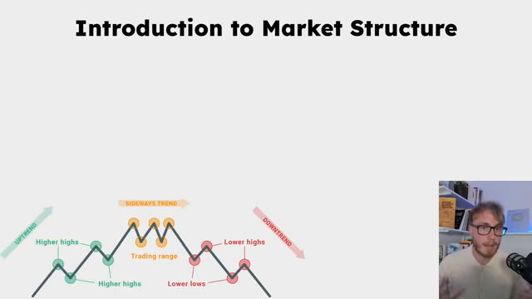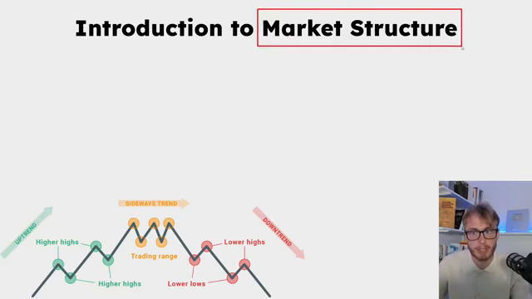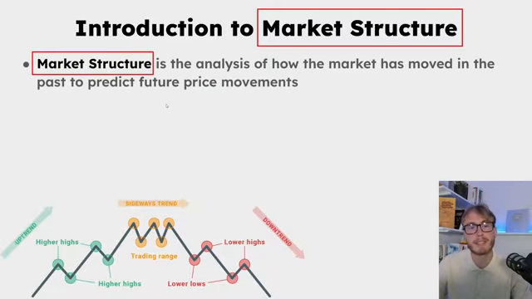Alright, so now when we have a basic understanding of what smart money is and also what smart money concepts is, we are now ready to start learning about smart money concepts. And the very first thing we need to learn about here is something called market structure. So let's begin here by taking a look at some market structure basics. Market structure is basically the analysis of how the market has moved in the past to predict how the market will move in the future.